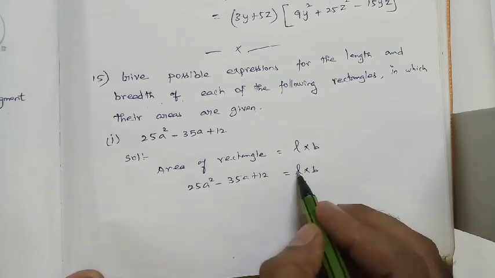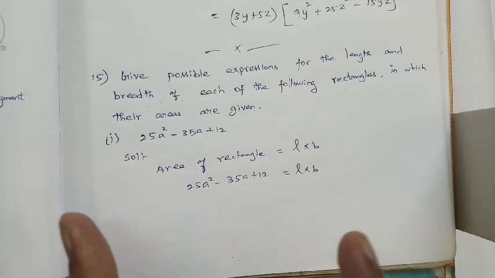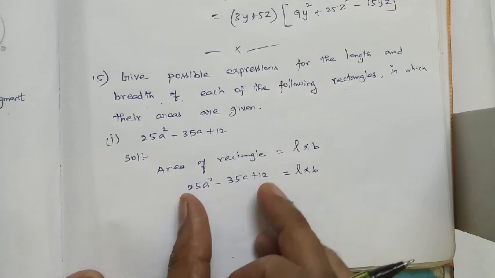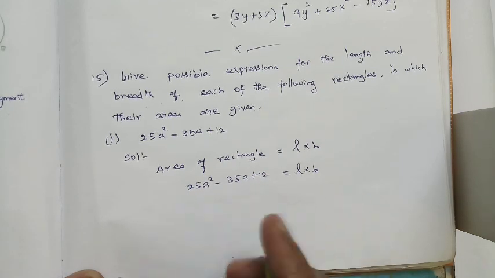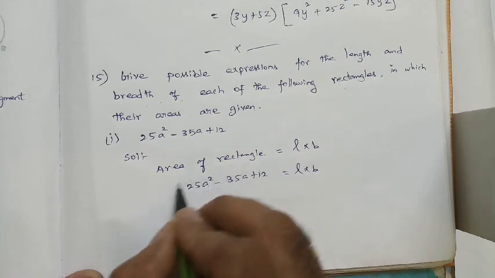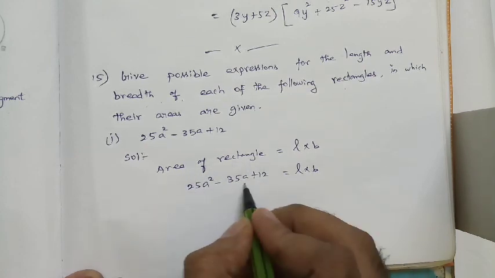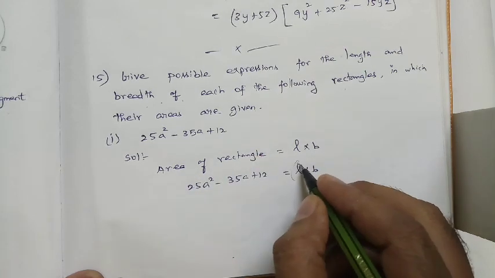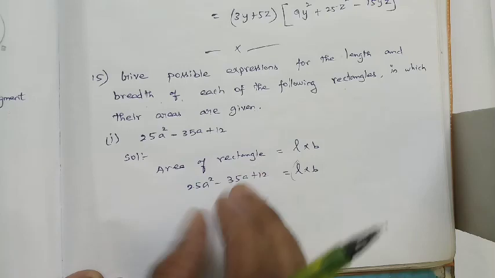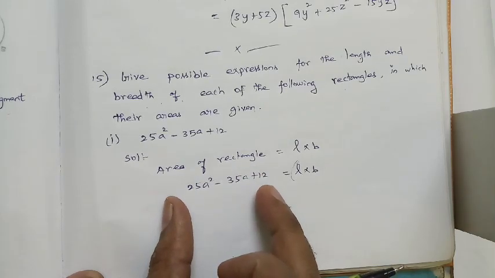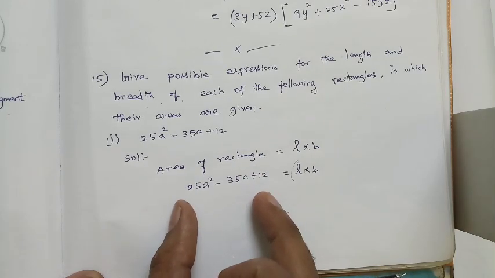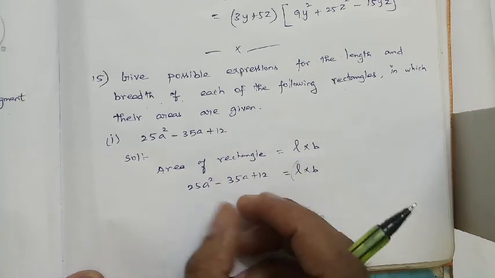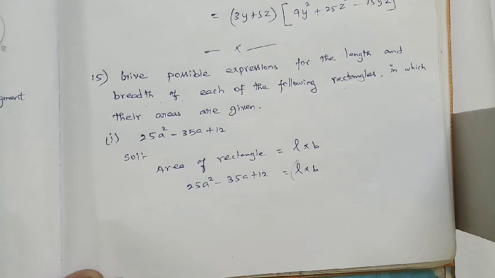So we have to find the length and the breadth. What they are saying is that they have given a quadratic polynomial and ask you to factorize it. If we write it in terms of factors, we will get two factors: one is the length and the other one is the breadth. So we have to see whether any identity is suitable for factorizing.